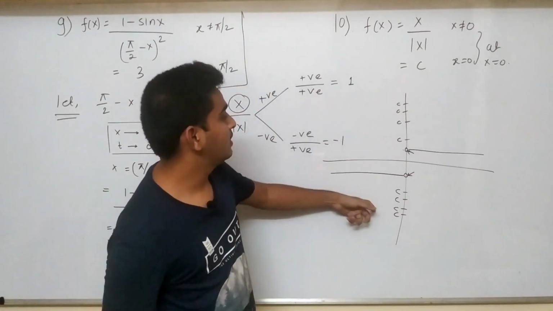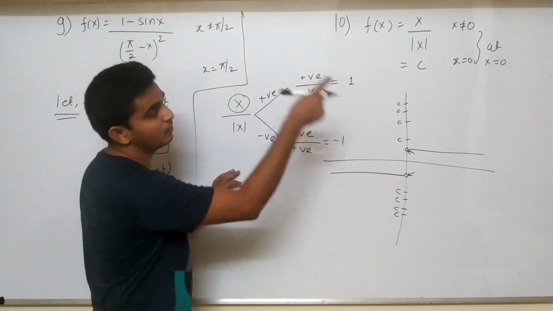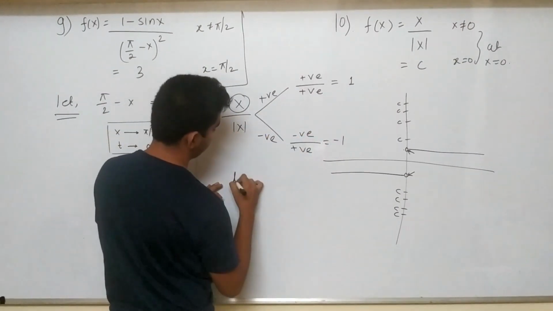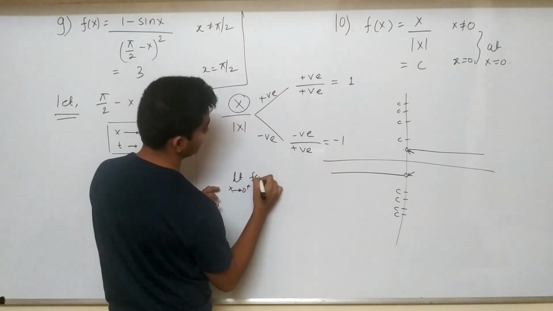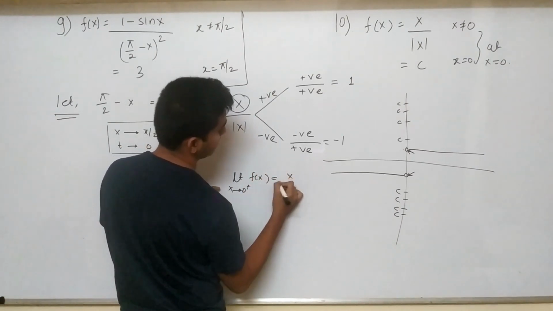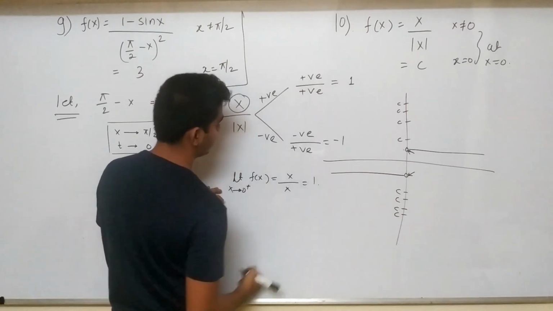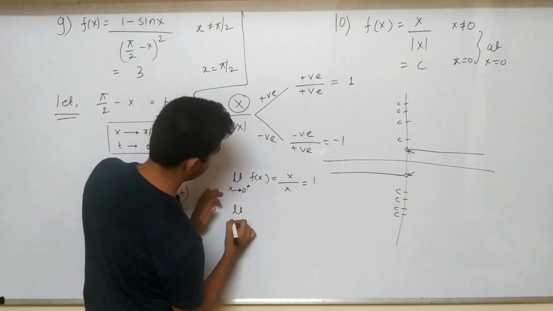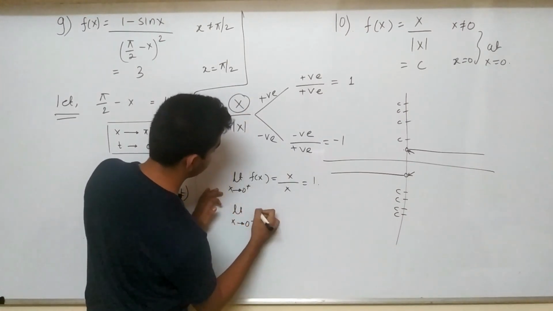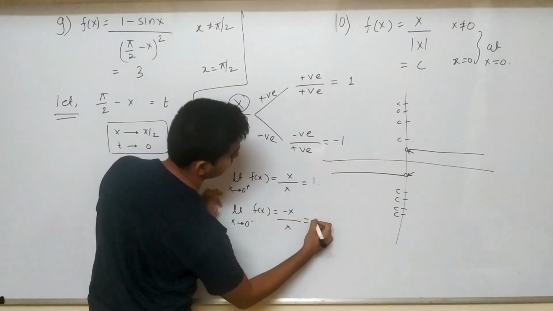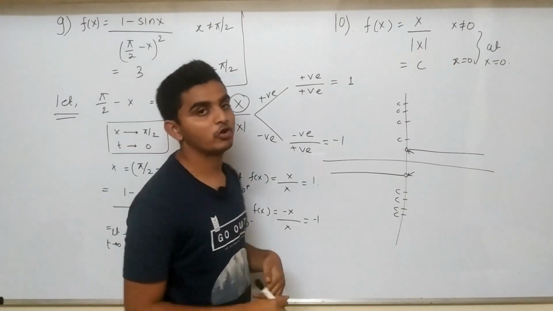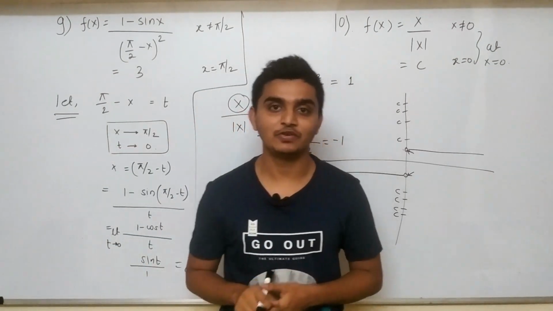So you can directly tell from this function that even if you try to put in the values, limit x tends to 0 positive of f of x will become x upon x, which is equal to 1. And in the second case, limit x tends to 0 negative of f of x is minus of x upon x, which will become minus 1. And since these two are not equal, you can say that this function is discontinuous.